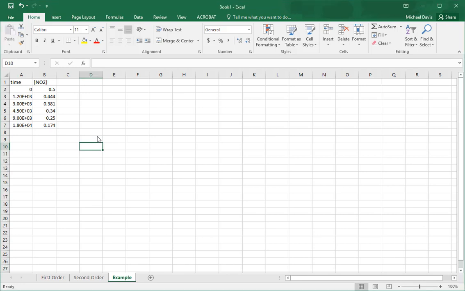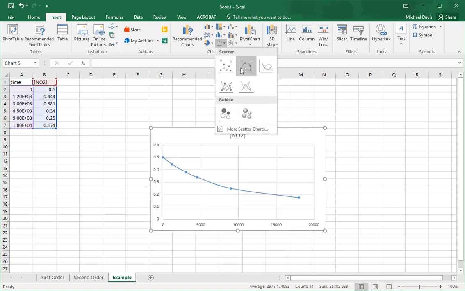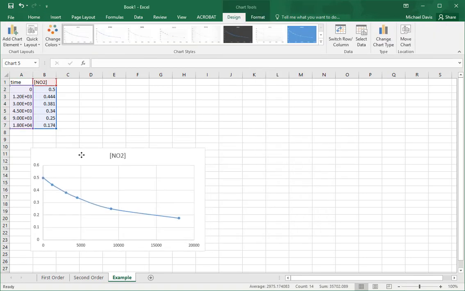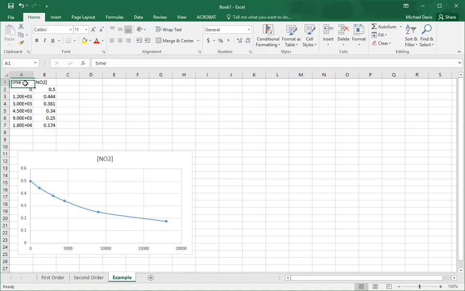So for this part of the problem, what we're going to do is plot the time and the concentrations that they gave us. So here I have the times that were given and then the concentrations of NO2 at those times. And if I just highlight them, click on Insert, and go over here to Charts, and this scatter chart with a line, I see that I've got this curve that you always kind of get with these kind of things. And that tells me that this is not zeroth order because I don't have a linear relationship between the two. So now I'm going to try and see if these are first order.